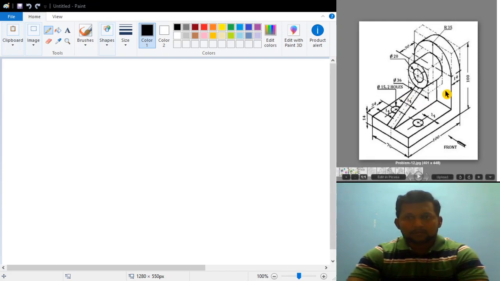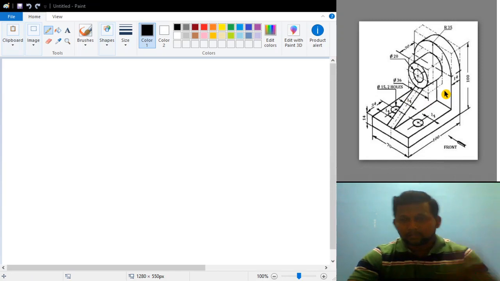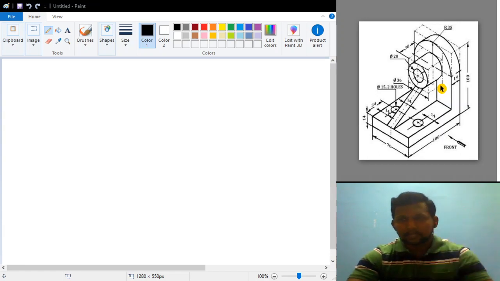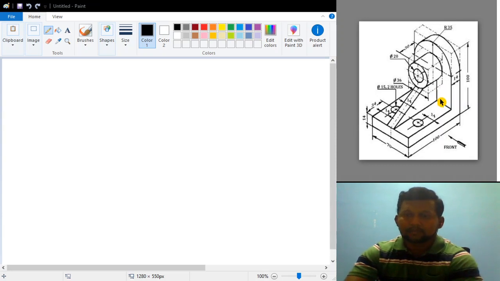So this is the last problem which I will be solving, for our topic isometric to orthographic conversions. I don't know how you feel seeing this problem, but again, this is also a very simple problem. First you try to analyze what are the length, breadth, and height distances.